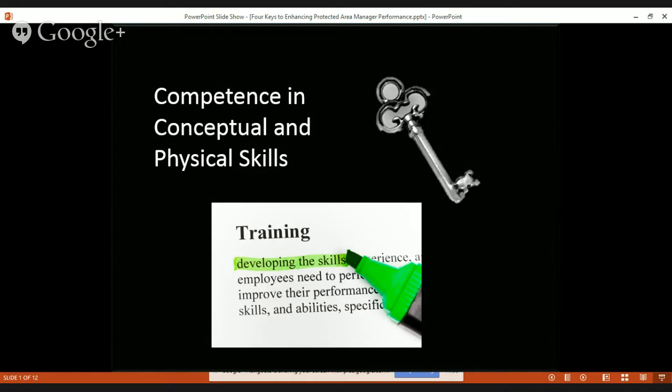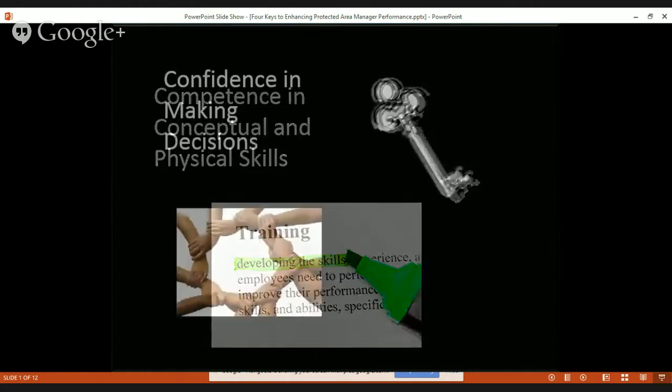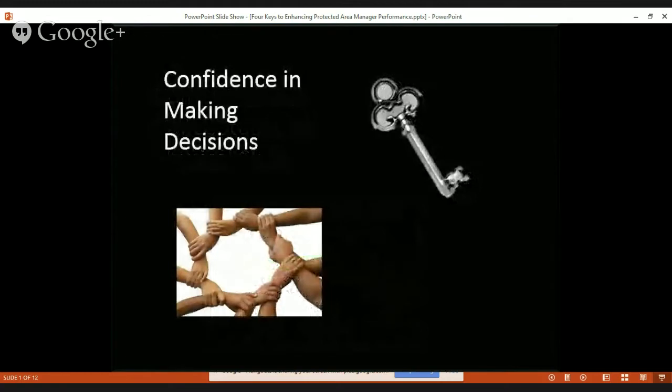So this is the second key: competency in conceptual and physical skills. And we have a trend to have competency-based training, and the problem with that is that it often does not include important critical thinking activities and development and leadership and things like that. It deals more with how you do things. Okay, so the third aspect of this is developing confidence in making decisions.